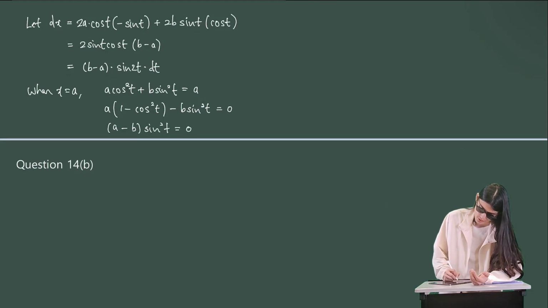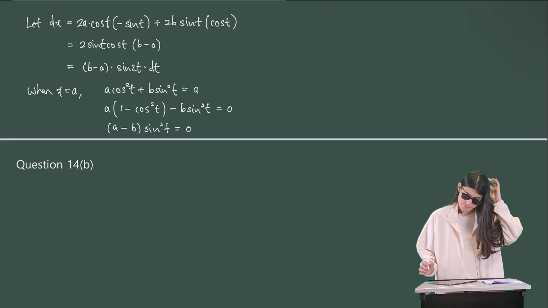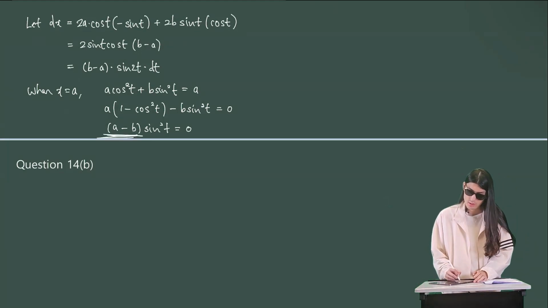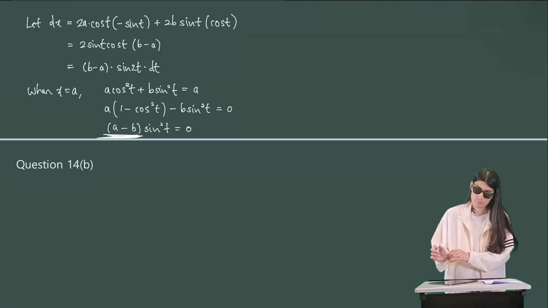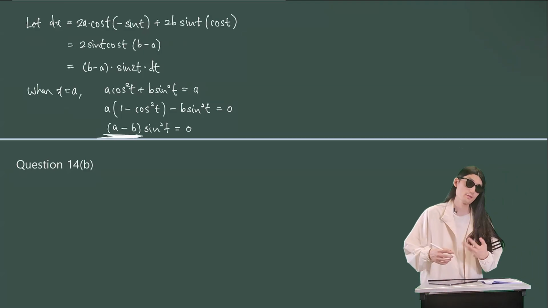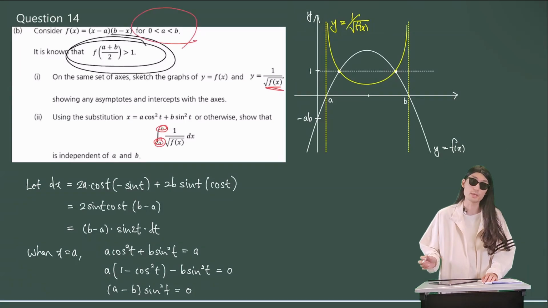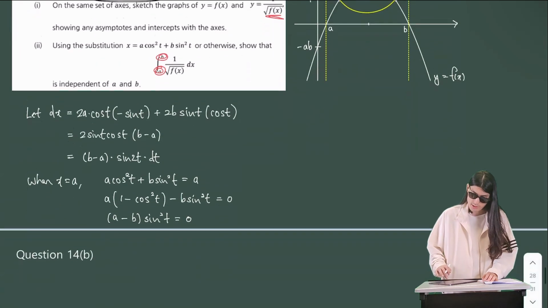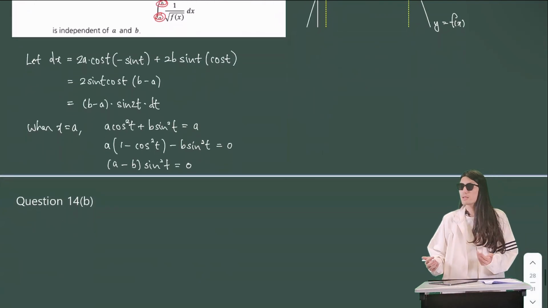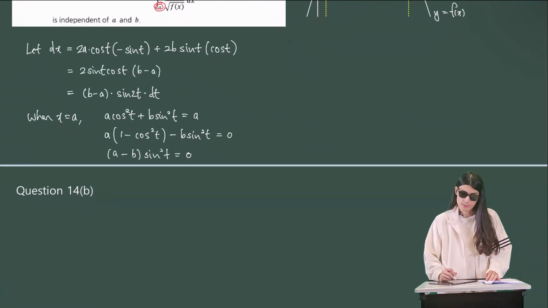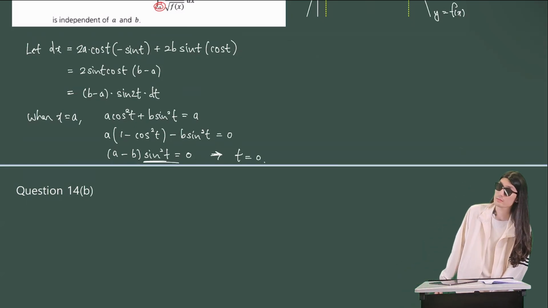Okay? And of course, this means either a minus b is equal to 0, but a minus b is not equal to 0 because a is not b. In the question, we were told that a is not equal to b, right? a is less than b. Okay? So a minus b can't be 0, so it's the sine t that must be 0, right? Now for sine t to be equal to 0, well then t can be 0. Okay?